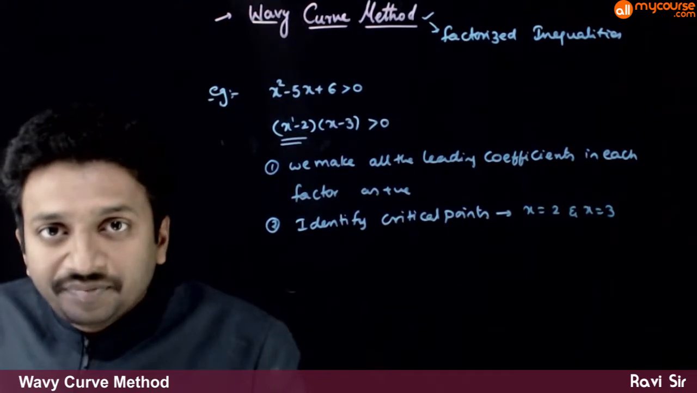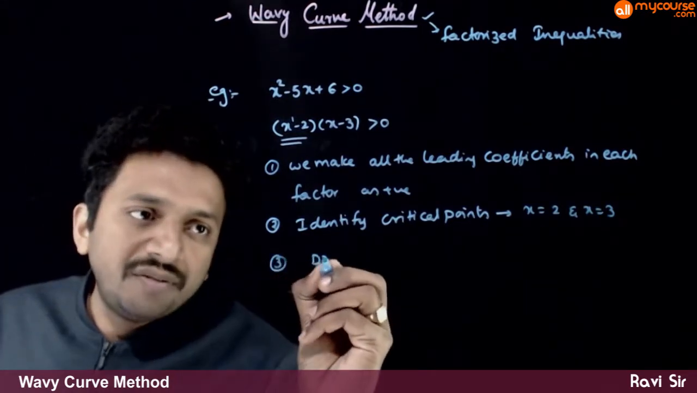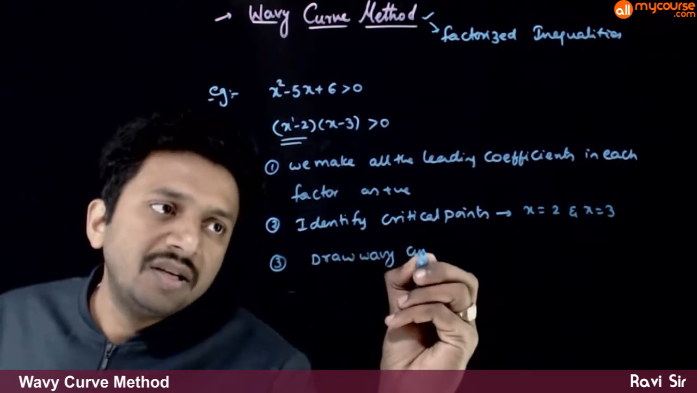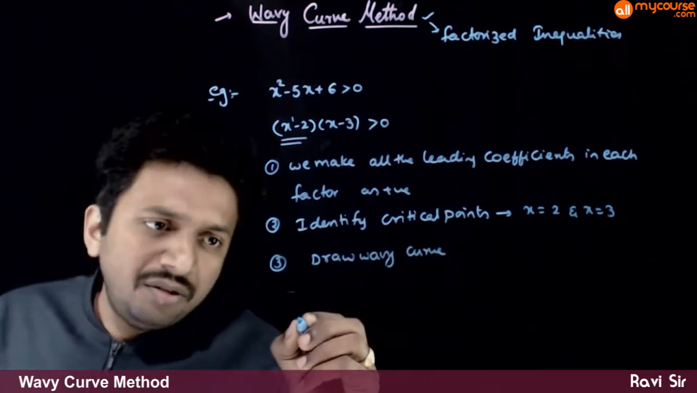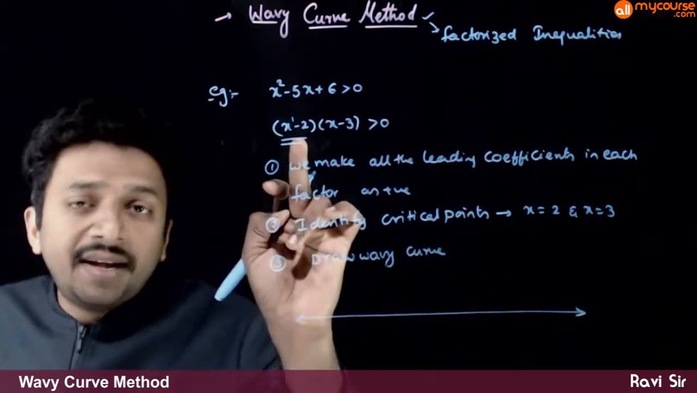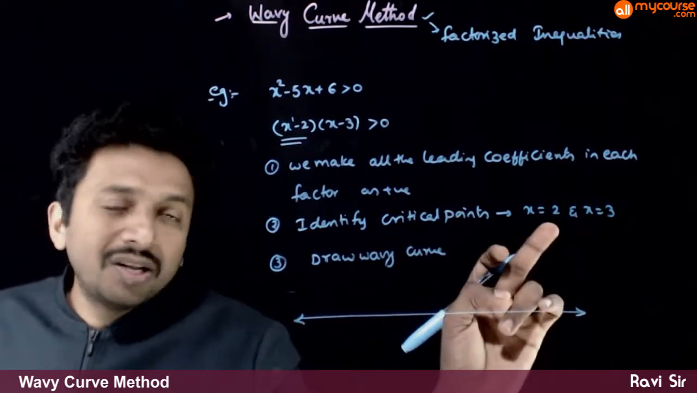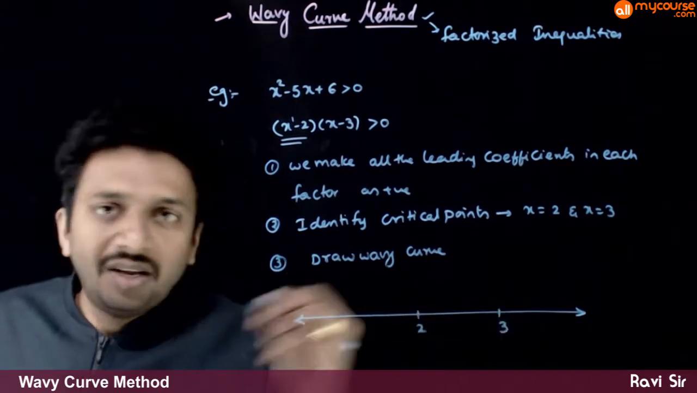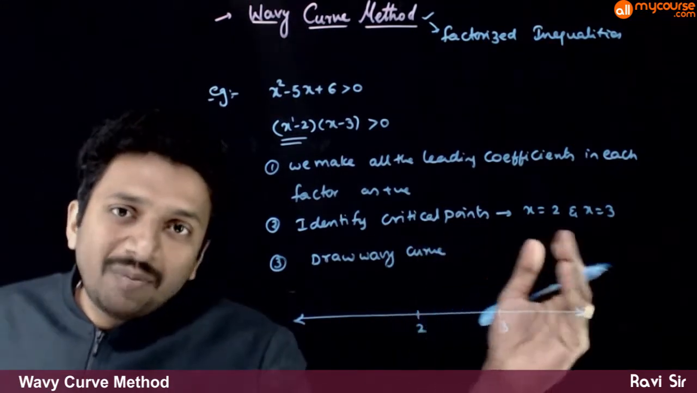Now, in the third stage, we draw the wavy curve. So how do we draw this? Here, we take the real number line and plot the critical points on this real number line. So what are the critical points? 2 and 3. So one is 2, the other is 3. Those are the critical points.